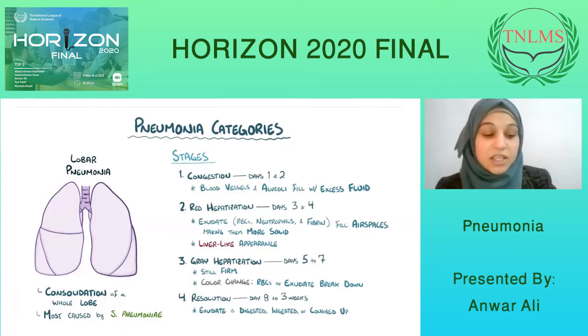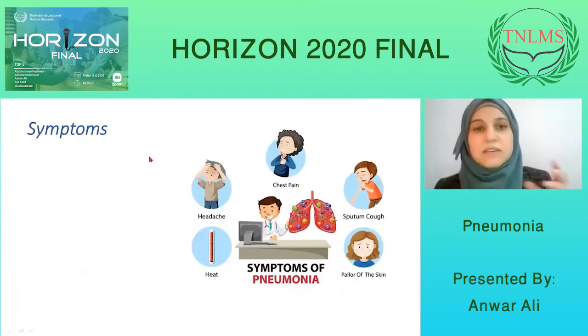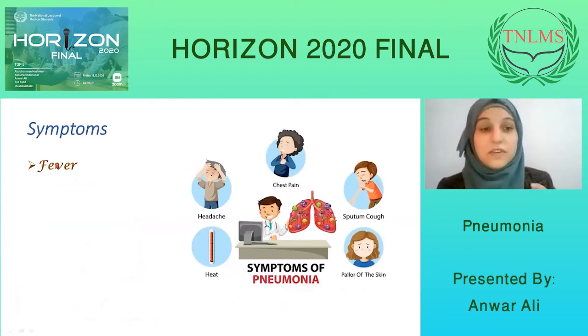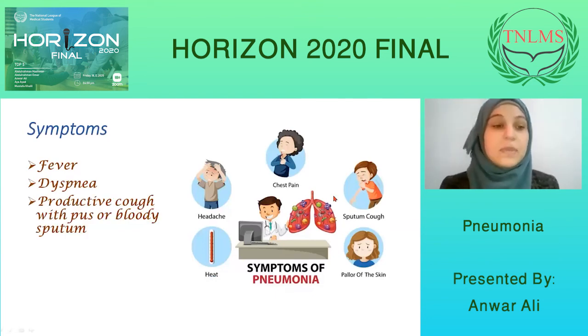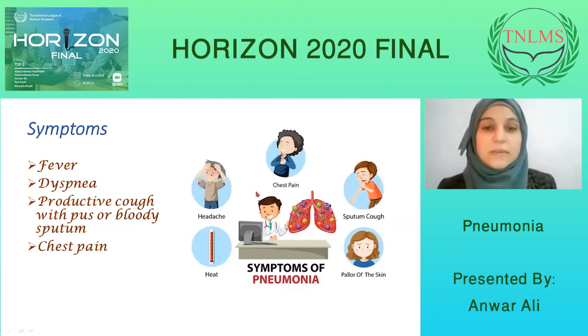In this stage, the exudate gets digested by enzymes, ingested by macrophages, or coughed up. Now the symptoms: since there is inflammation and infection, there will certainly be fever, also dyspnea, which is shortness of breath, productive cough with pus or bloody sputum, chest pain, and fatigue.